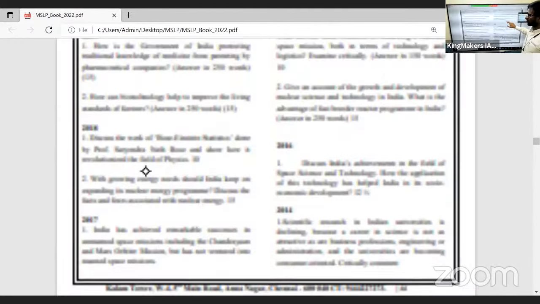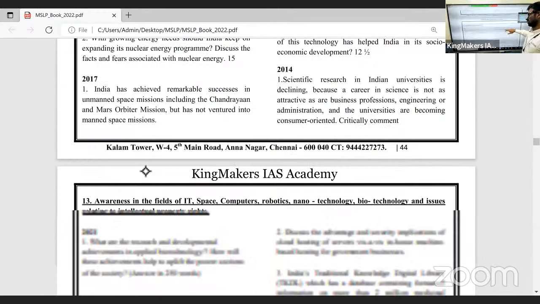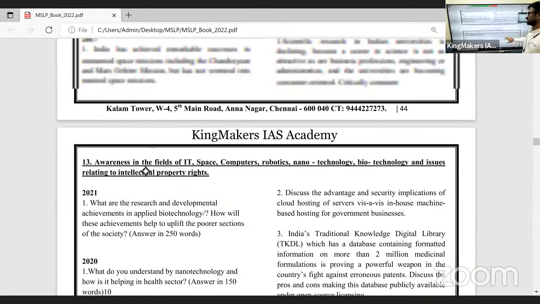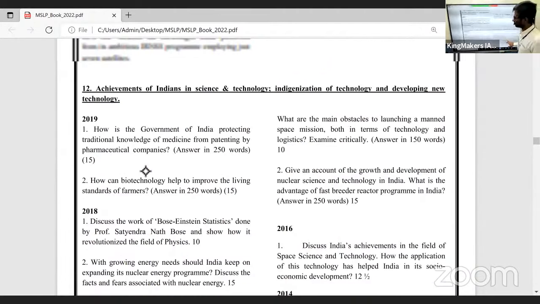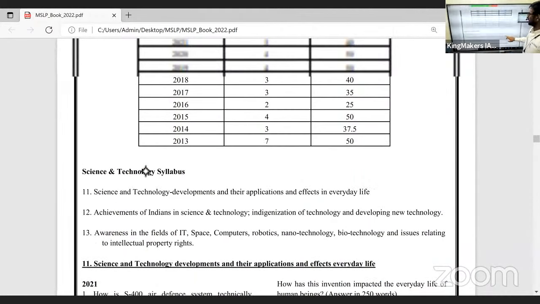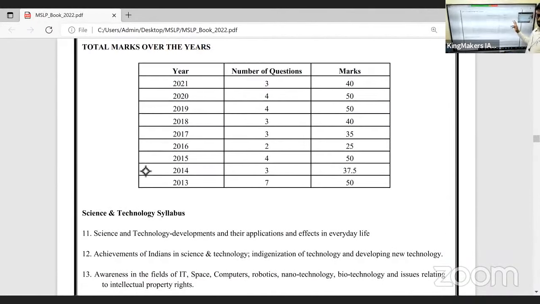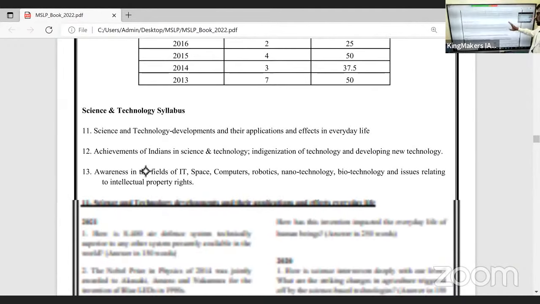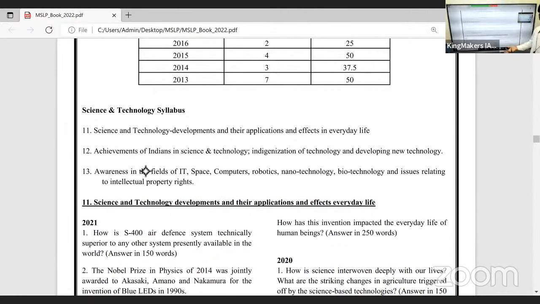So next we'll be seeing science and technology. How are we going to prepare science and technology? Science and technology has a weightage of almost 3 to 4 questions every year, 40 or 50. Science and technology developments and applications in everyday life, and achievements, are open-ended areas. You cannot do much there. Achievements of Indians in science and technology, I'll cover as static. Indigenization of technology is open-ended. This again is not open-ended, but you can limit it. The first topic is not in our hands.